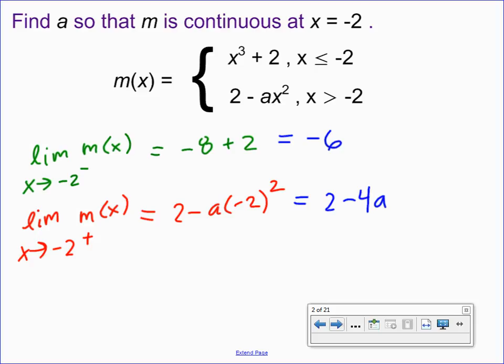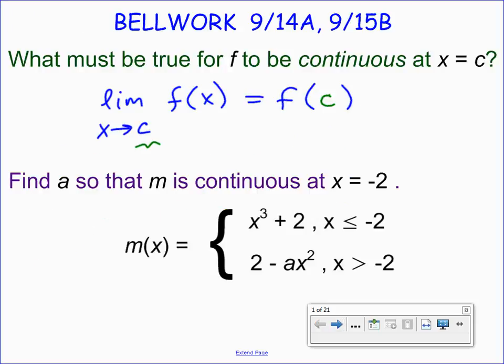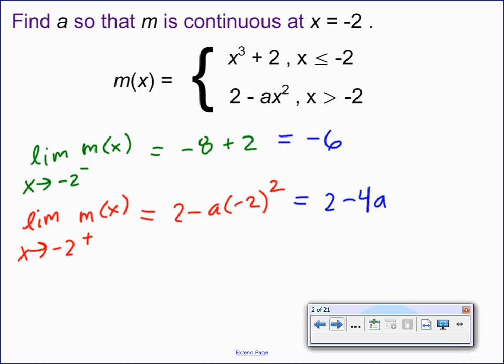They need to be equal, right? In order to have this first requirement that Hayden gave us, I need my left-hand limit to equal my right-hand limit. So I've done the one-hand limit considerations. Now for the overall limit, I must have these be equal to one another. So we'll go ahead and set my left-hand limit, negative 6, equal to my right-hand limit, 2 minus 4a, and solve for a.